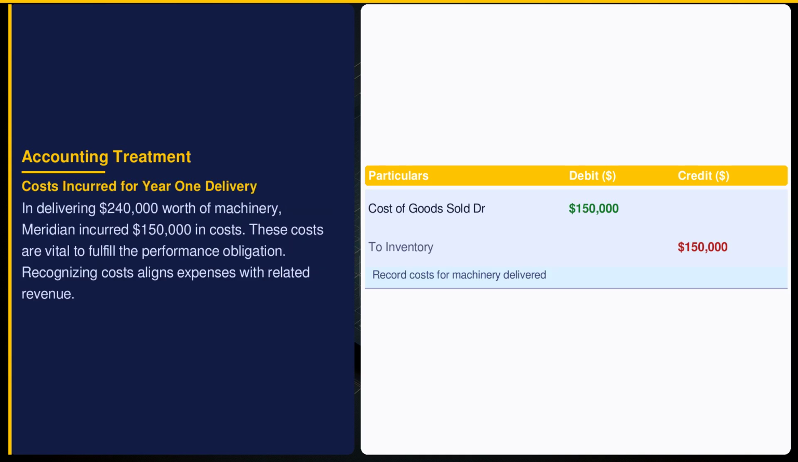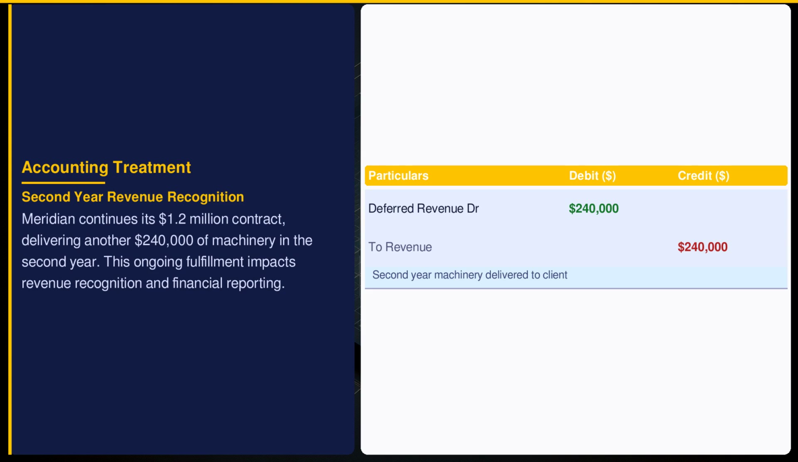Recognizing $150,000 in cost of goods sold against inventory reflects the direct expense associated with delivering $240,000 of machinery. ASC 606 mandates matching costs with recognized revenue, ensuring that financial statements reveal the true cost of fulfilling contractual obligations, enhancing profitability insights.